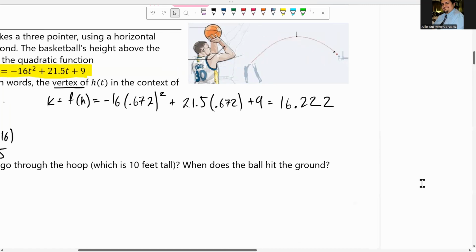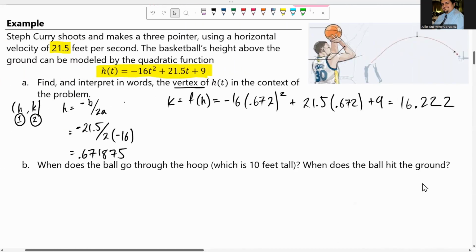So numerically, we found our values. We know that the h and the k are going to be this.